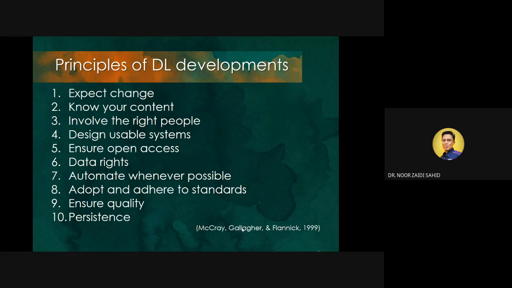And finally, what has been listed by McCrae, Gallagher and Flanagan, dia kata dia mestilah persistent. Ya, persistent. Persistent ini apa? What is persistence? Yeah, anybody? Apa dia persistent? Ada siapa boleh jawab?